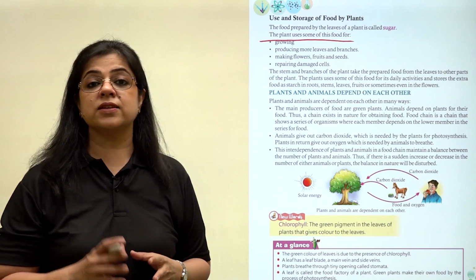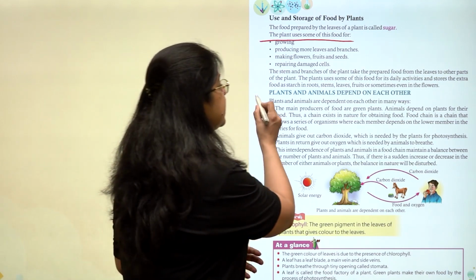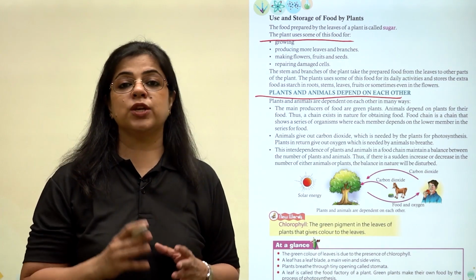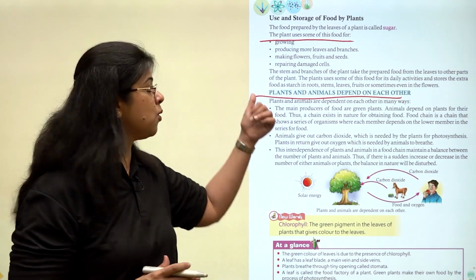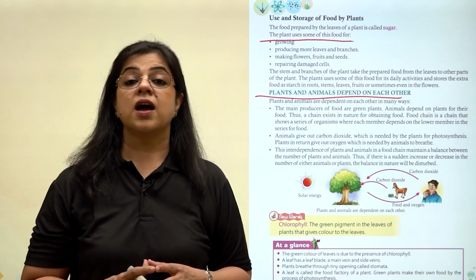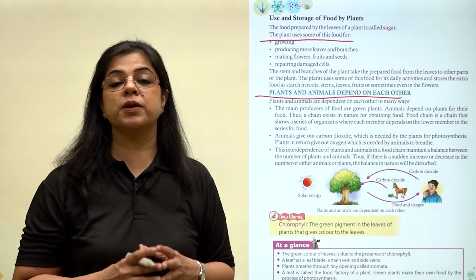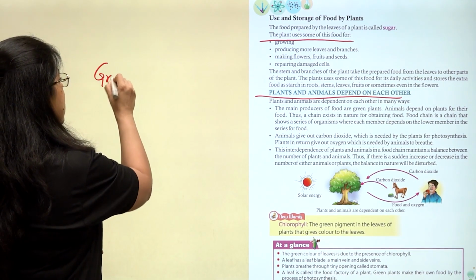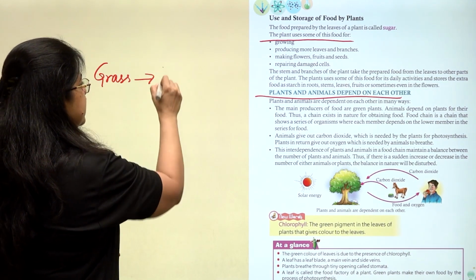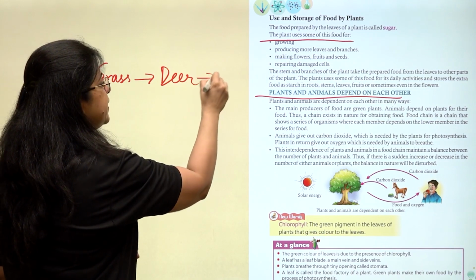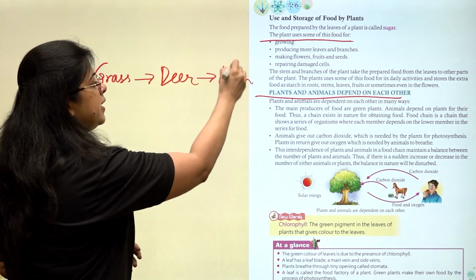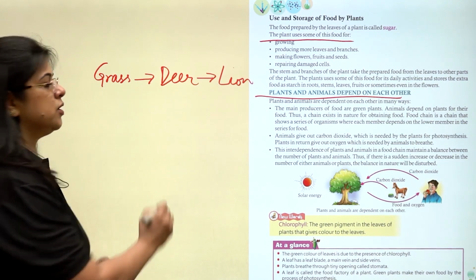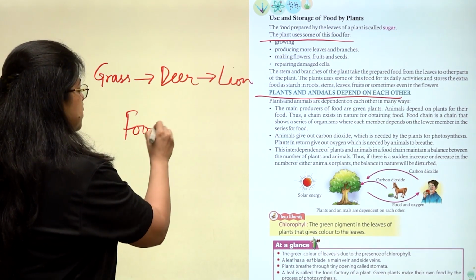As we had discussed right in the beginning, what is the relationship between plants and animals? We know that human beings and animals depend on plants for oxygen. What do plants depend on human beings for? Now let us take a very simple example. Grass is eaten by deer and a deer is eaten by a lion. Now this stepwise chain in nature is known as food chain.